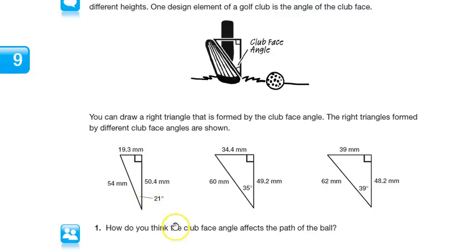So here we have right triangles. They're showing it here. This is a golf club set on the ground, getting ready to hit the ball, and you can see that there is an angle here of the club face. When the club is set perpendicular to the ground, the face goes off at an angle like this. And here we have three different angles, along with the measurements taken of the triangles formed by that club face.